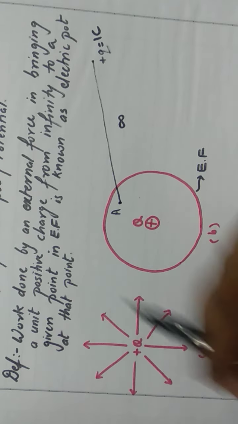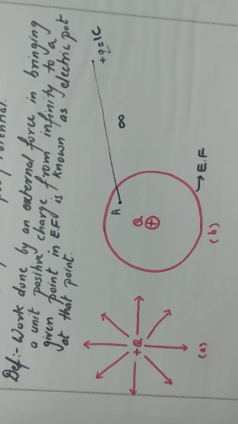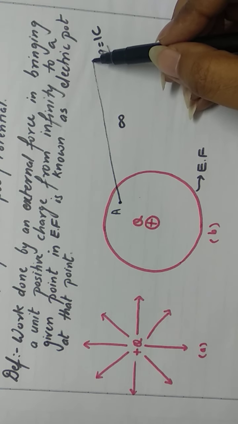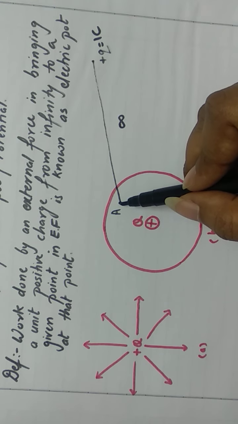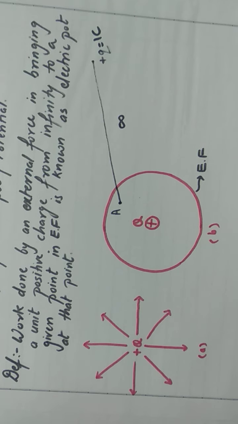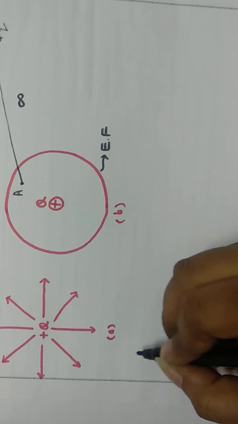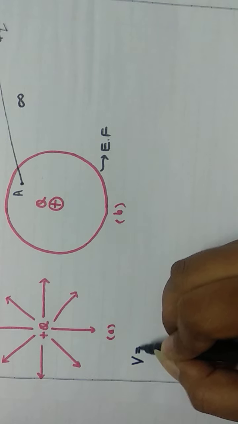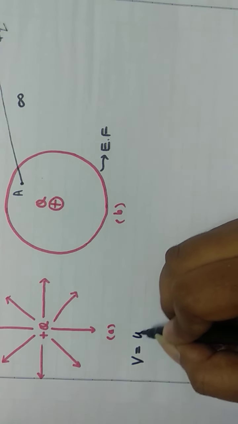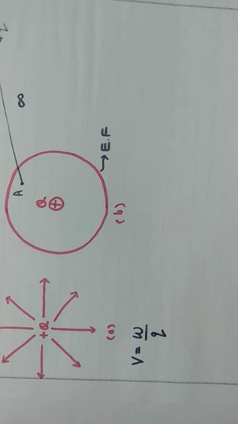Just see the definition. Work done by an external force in bringing a unit positive charge from infinite distance to a given point in electric field is known as electric potential at that point. So now I'll write the formula. The symbol for potential is V. According to the definition, work done per unit charge is known as potential at that point. Suppose if this point is A, then I can write here VA, that will be the potential at point A.